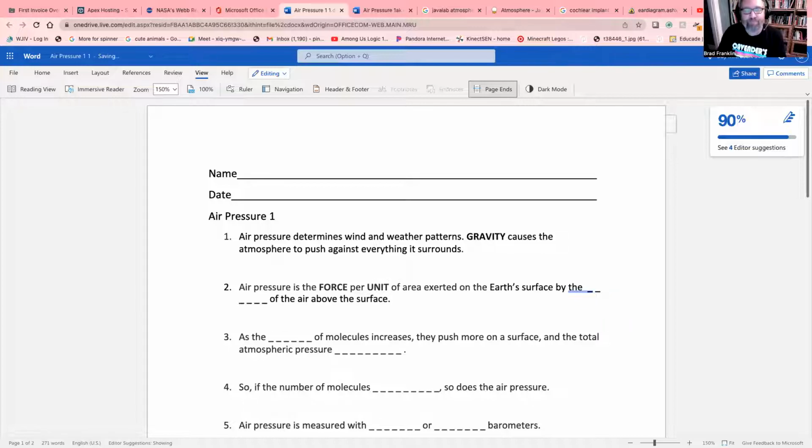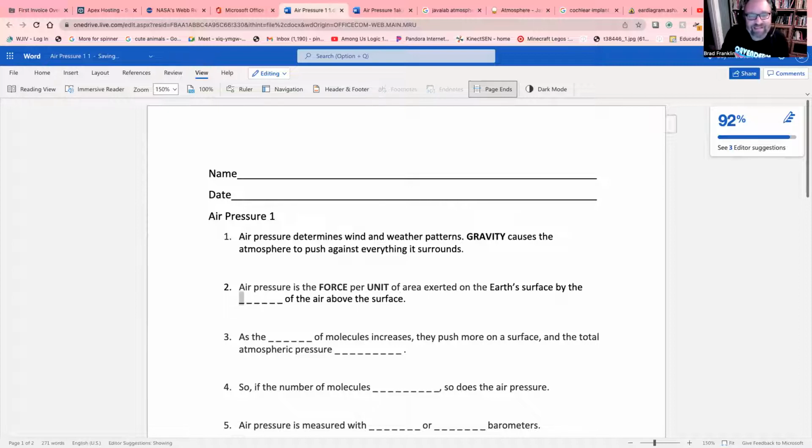Unit is how you measure things. So, for instance, if you have a square foot sitting on the ground, the gravity pushes the air down onto that square foot, and the air pressure is the force that the air exerts on that surface of square foot, by the blank of the air above the surface. So it's related to gravity.